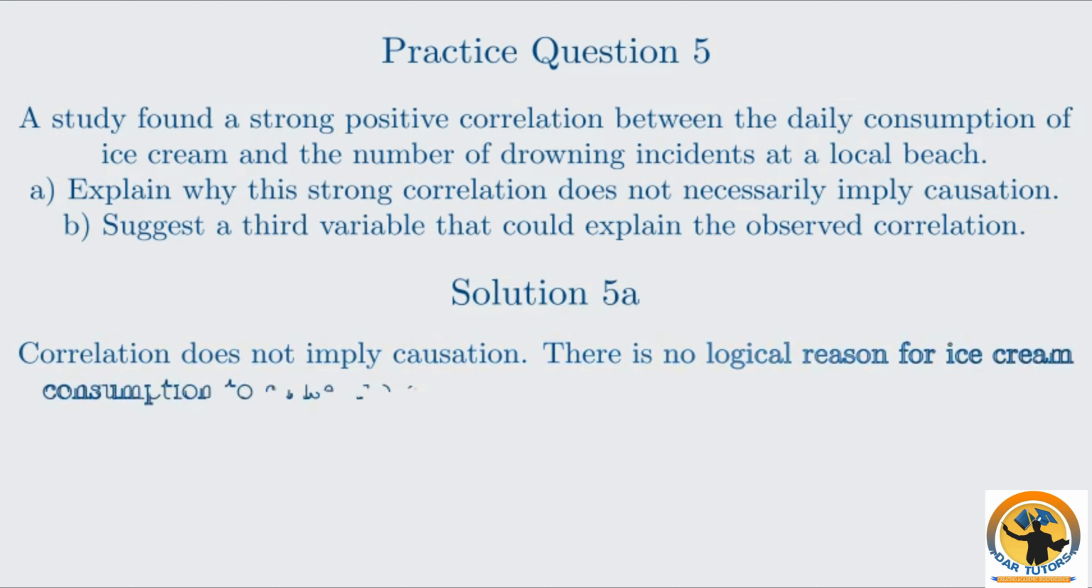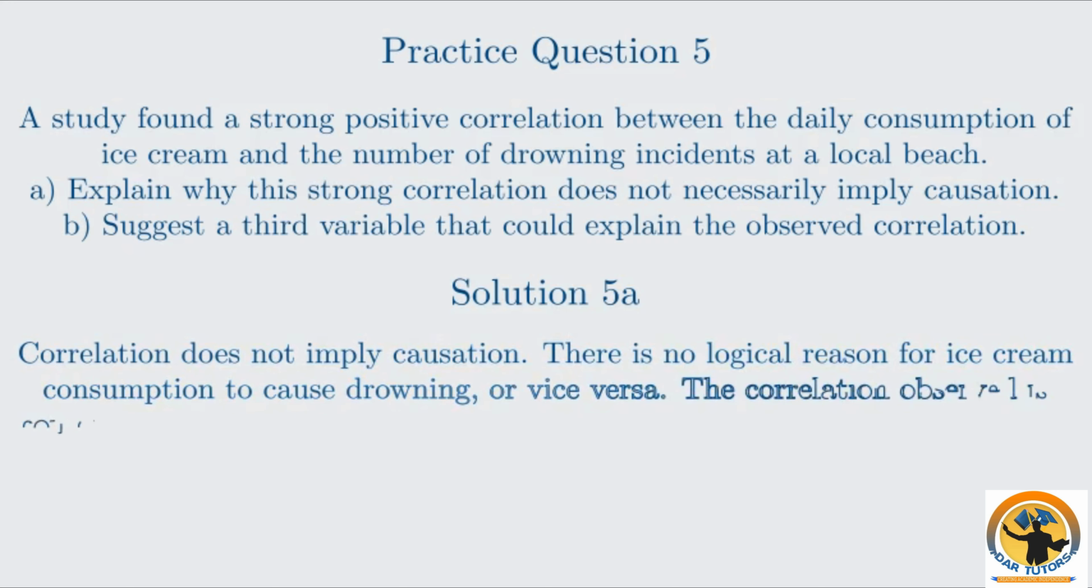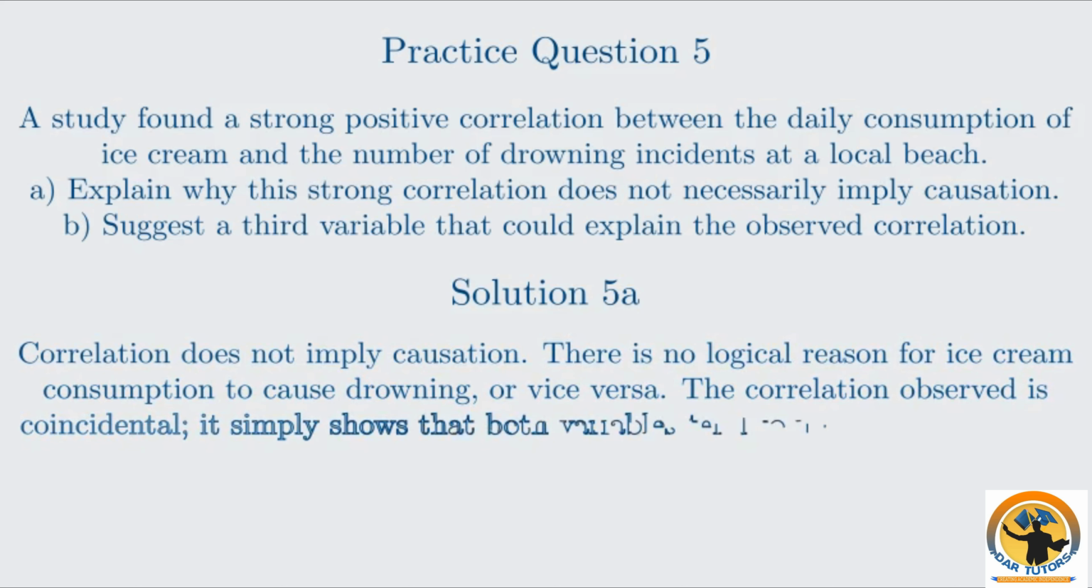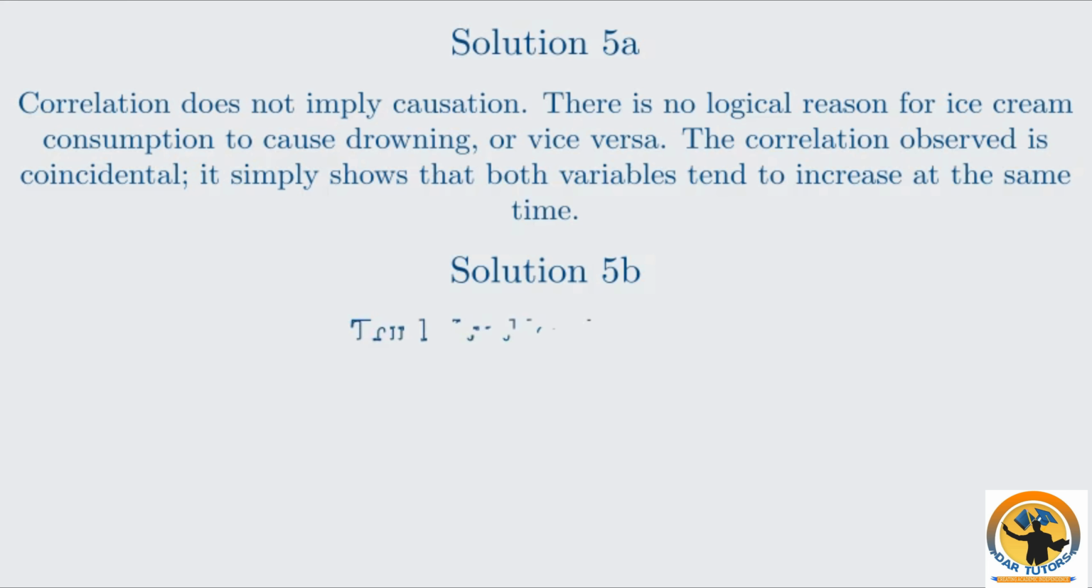While it may seem like there's a connection, eating ice cream doesn't cause people to drown, and drowning doesn't make people crave ice cream. The correlation is coincidental. Correlation only shows that two variables move in a similar way. It does not explain the reason. So, what could be causing both variables to increase?